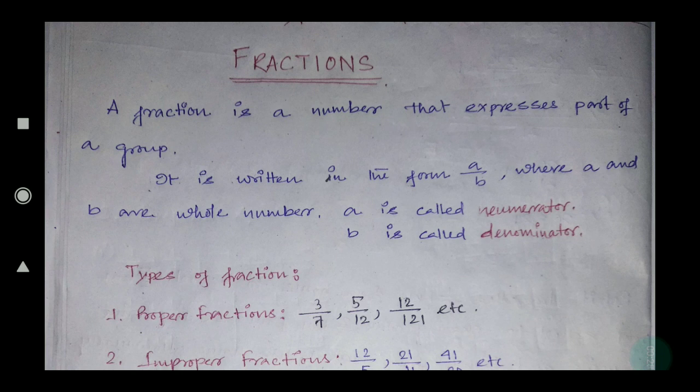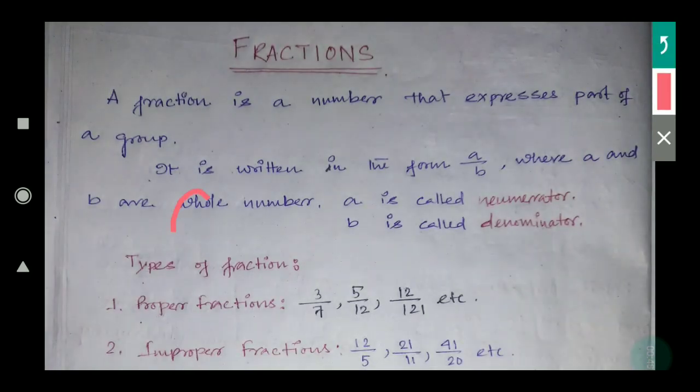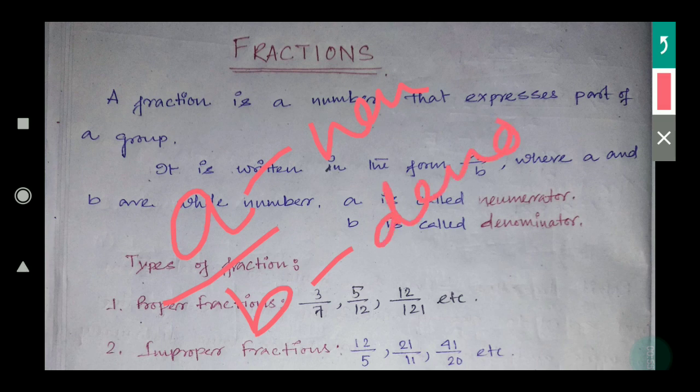Okay, a by b, where a and b are whole numbers, and in that case a is called the numerator and b is called the denominator. So that means it has two parts. In a fraction there are two parts: one part is called the numerator and one part is called the denominator. Suppose this is one fraction a by b, so this one is called the numerator and this one is called the denominator.